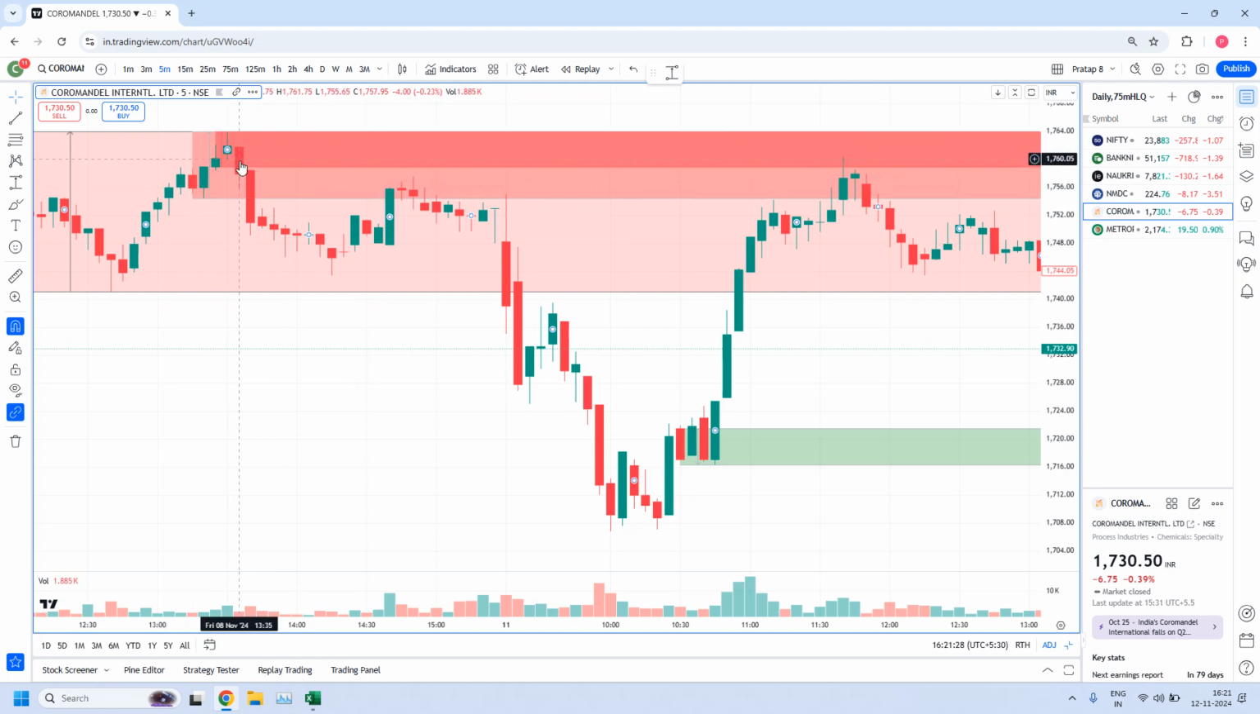Rally to base candle. Actually, this is also a base candle, part of the zone. But the move started from here. That way I consider. This is the place the move started. This is the way I have drawn the zone.